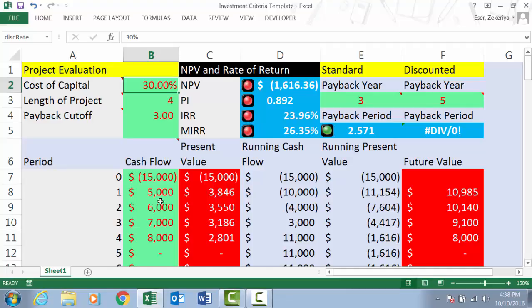So if cost of capital is 30%, none of these criteria will give you an acceptance rate. Sometimes cash flows are not conventional in the sense that there is an initial investment, then you have positive or zero cash flows.